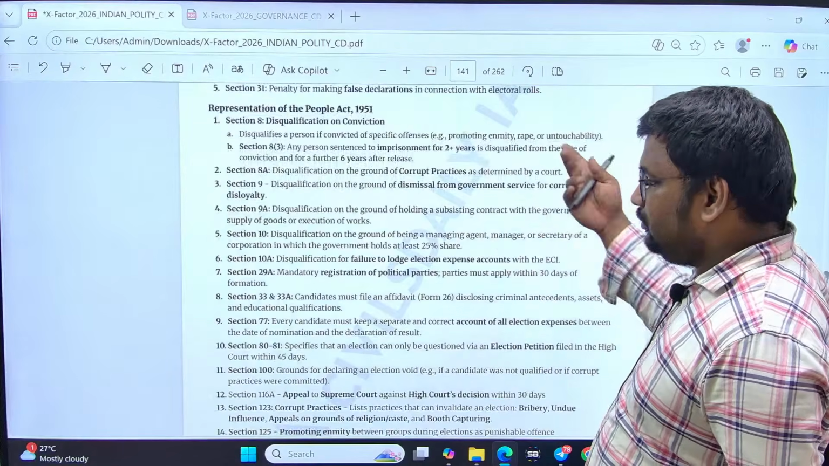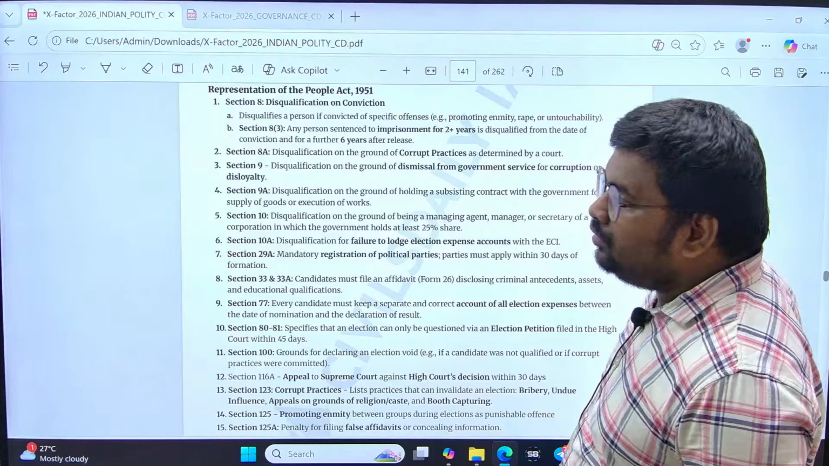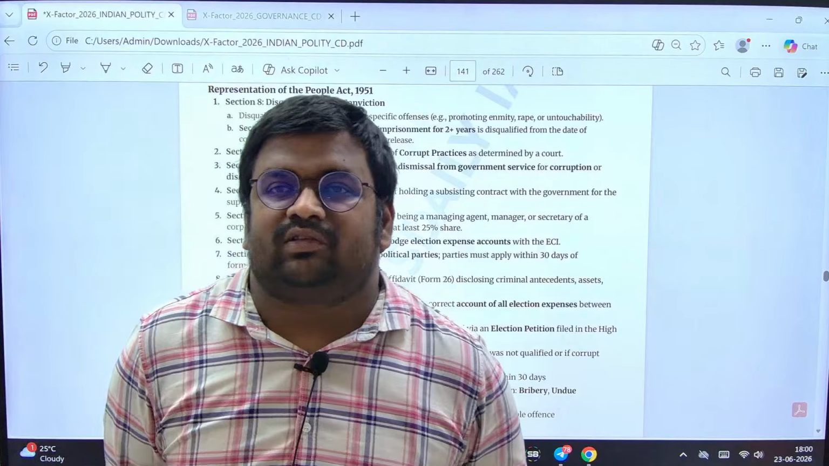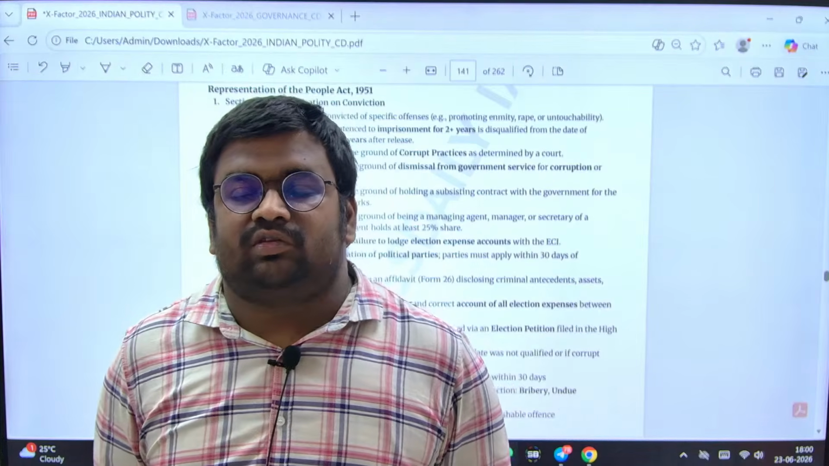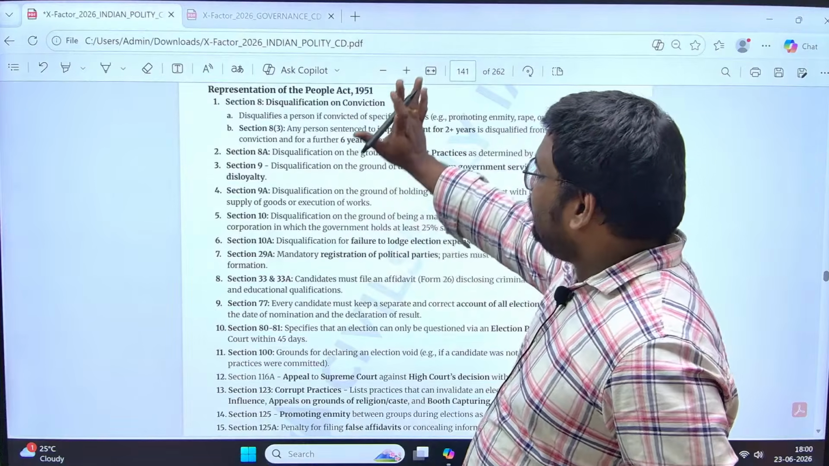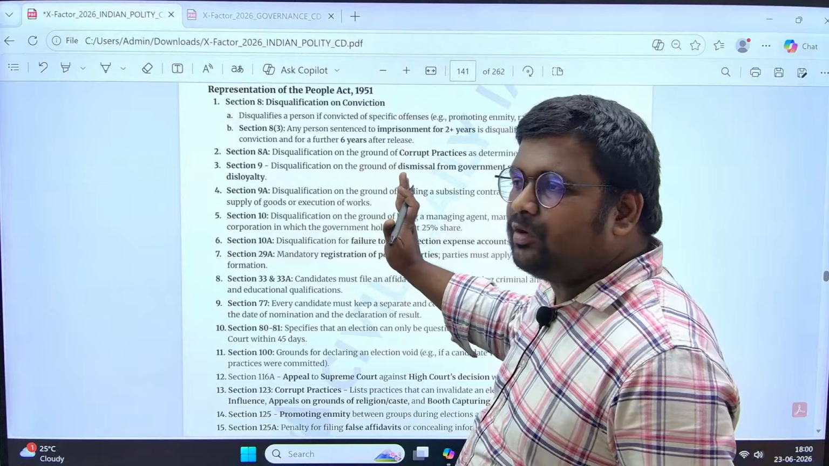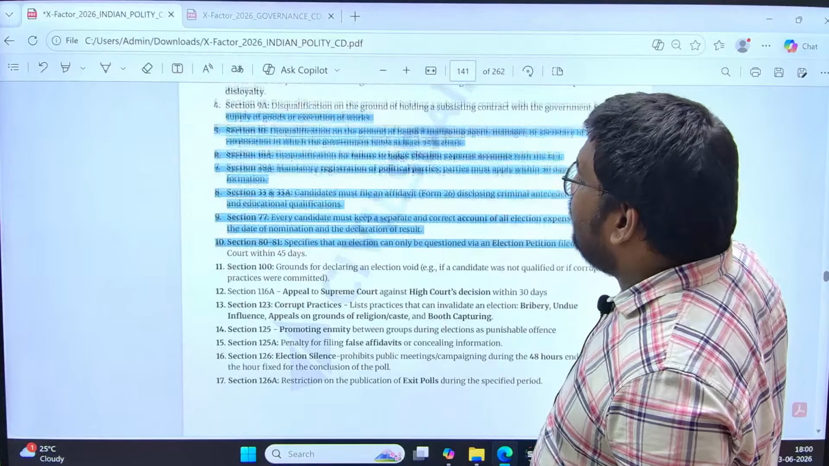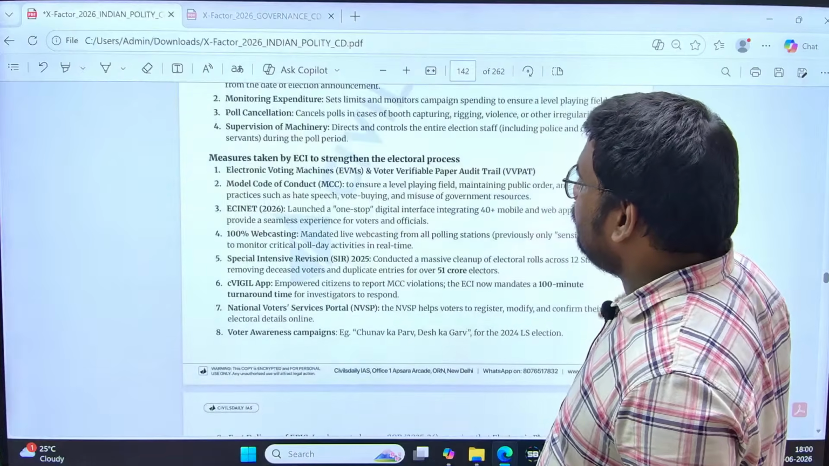Then 51, these are the specific provisions. So there is no question of any confusion, because they have asked you specifically what the corrupt practices are or what the process of disqualification is, etc. So this clearly establishes all the sections. If you remember this well and read it well, there is no question of confusion, right. Then the Election Commission of India, again.